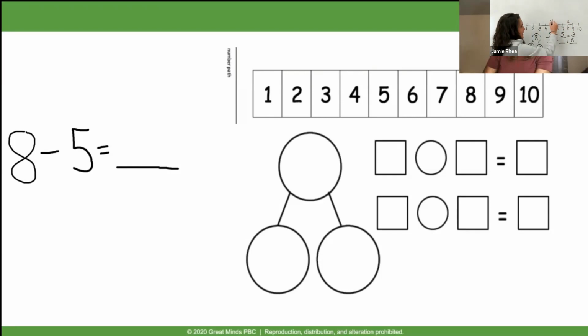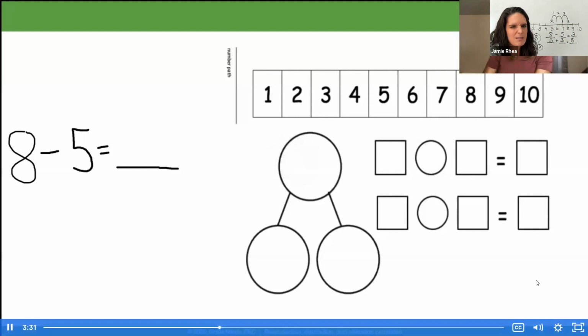Okay, ready? 1, 2, 3. Let's count. 1, 2, 3. I got a 3 again. Okay, let's check. Let's start with 5 and count on. 5, 6, 7, 8. How many did I have? I had 3. Oh, look at that. So what was my mystery number? 3.